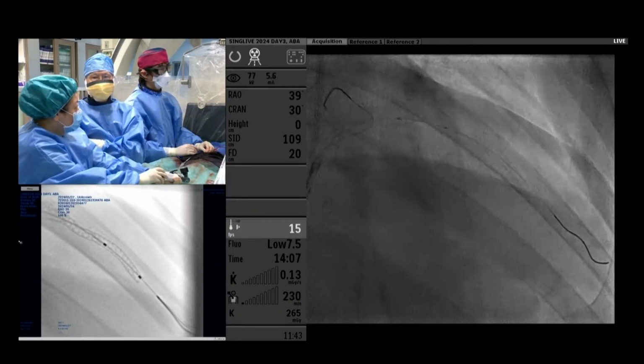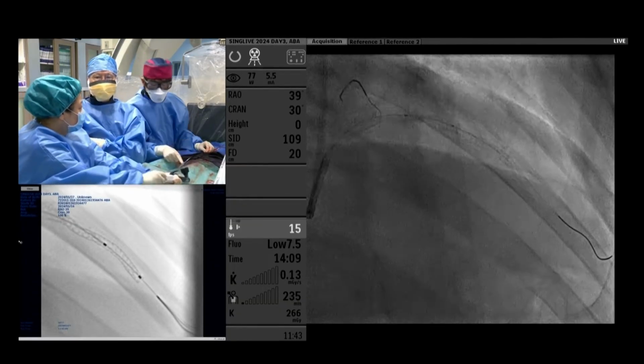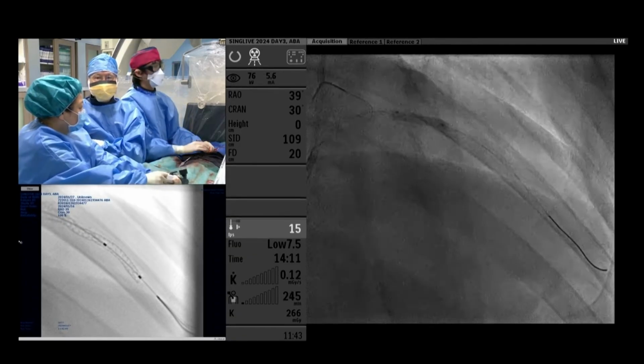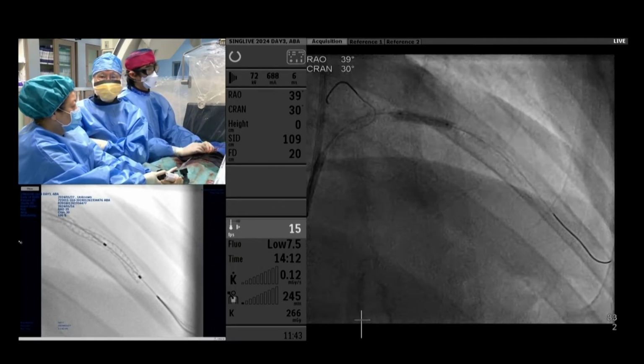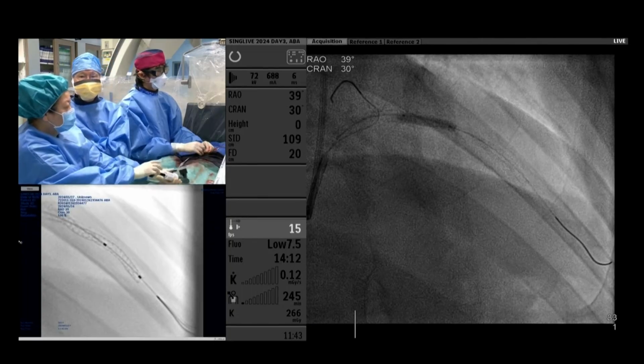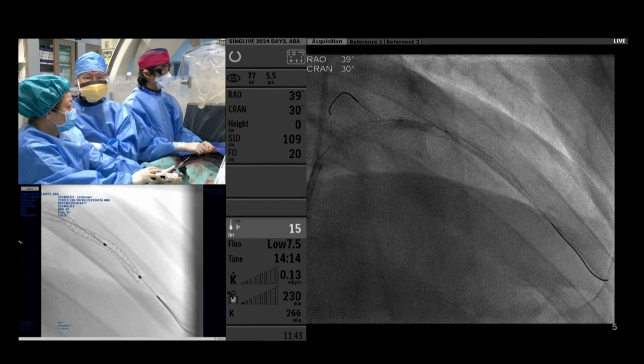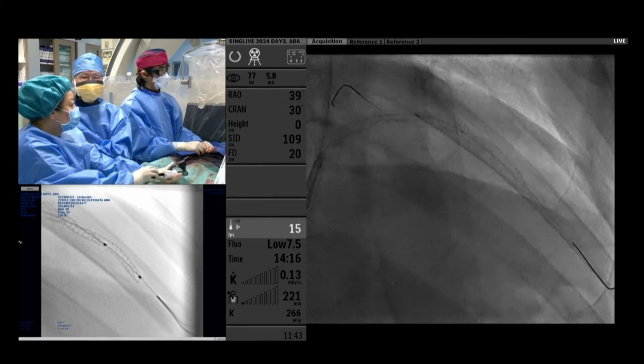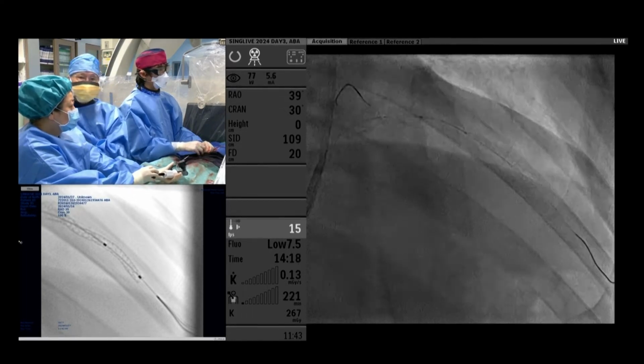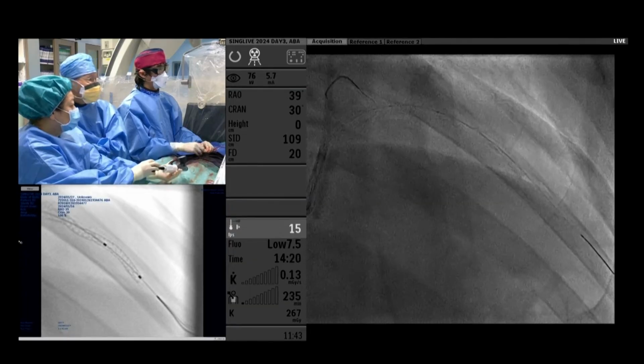But the problem with the Fielder wire is that there's an inherent risk of a distal perforation because it's hydrophilic. So that's why I don't prefer to use it, and I usually use the Sion Blue, and no issues removing it from underneath the trapping stents. Thanks, Prof.